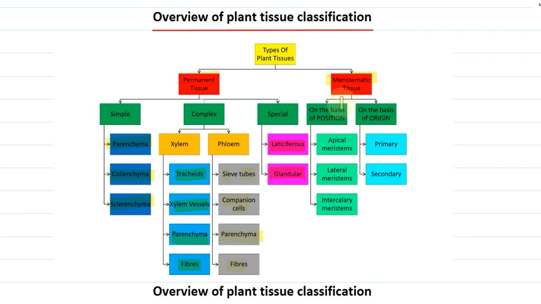Okay. Now let's talk about the meristematic tissue. So meristematic tissues are those tissues that keep dividing throughout their life, unlike the permanent tissues.